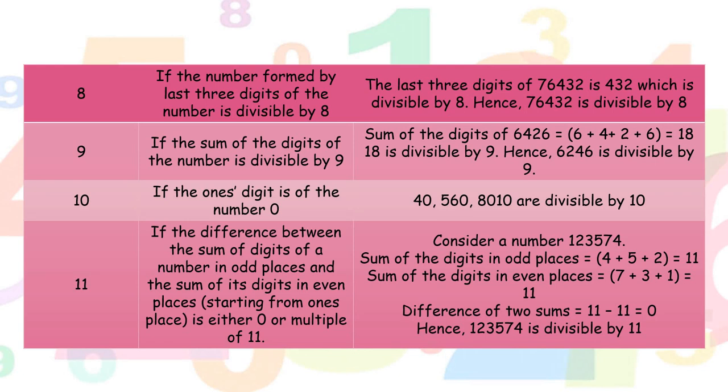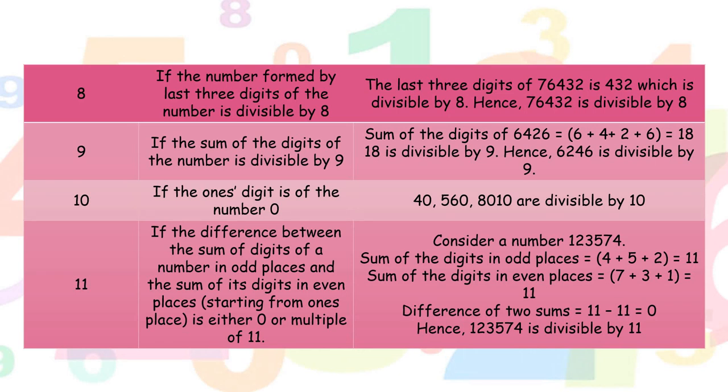Now for 11 you have to be very cautious. What we do, we start from the ones place and we count the digits at odd places and the digits at even places. So we find the sum of the digits at odd places and the sum of the digits at even places.